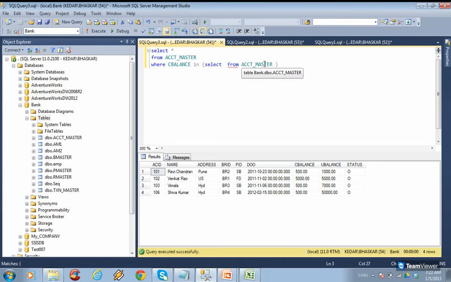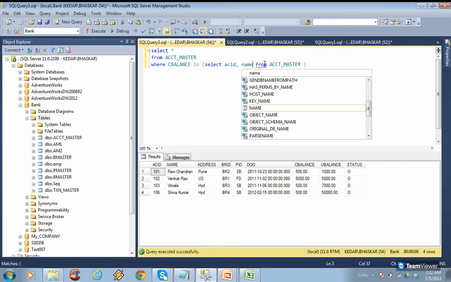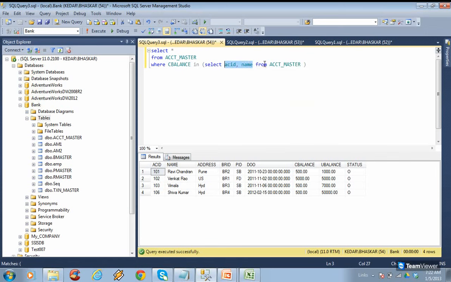Subquery returns a table. That means account ID or the name. So how many columns do I have? I have more than one column. If I have more than one column, I cannot use the IN operator. I cannot use the equals to operator. I have to simply remove everything. I have to put what is known as the EXISTS function.